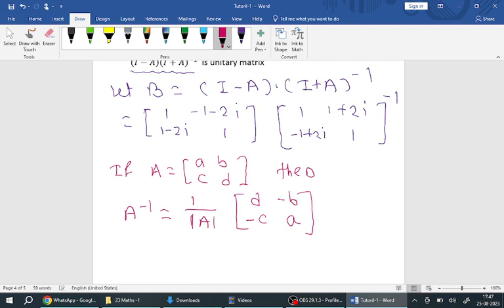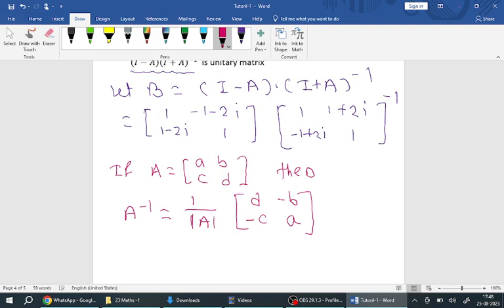Now just remember, if you are not able to recall the transpose of the cofactor, the adjoint method, simply remember: if matrix A is A, B, C, D, then A inverse is 1 upon determinant A. Diagonal elements will interchange and non-diagonal elements change the sign. And this is the way we can get A inverse.